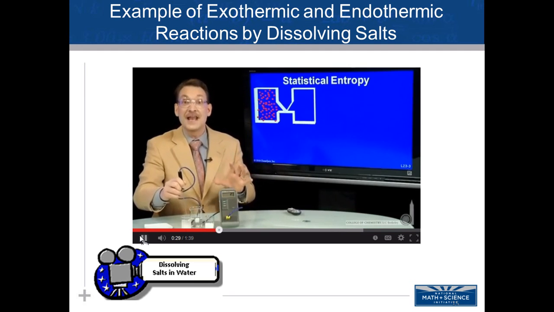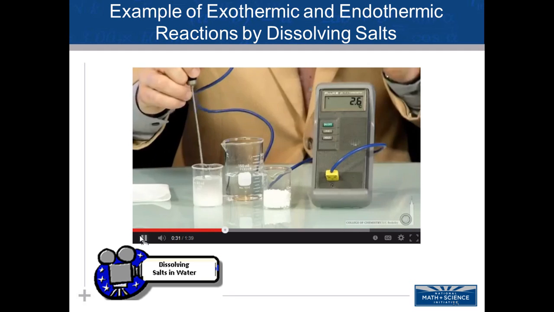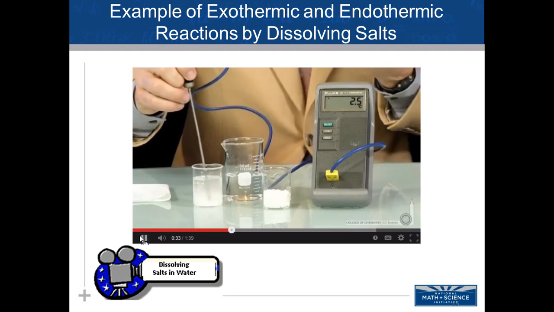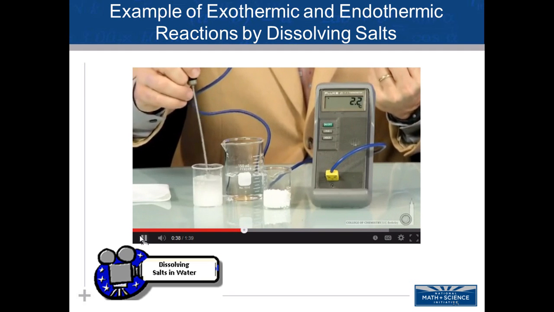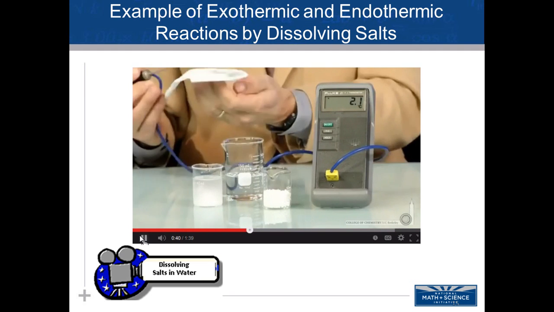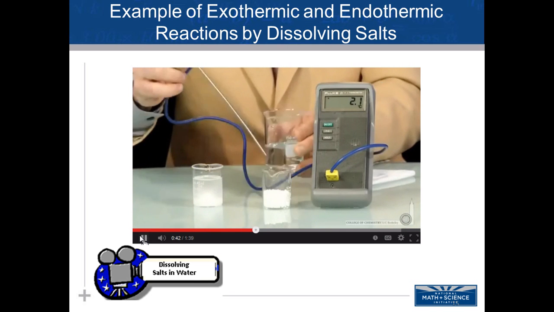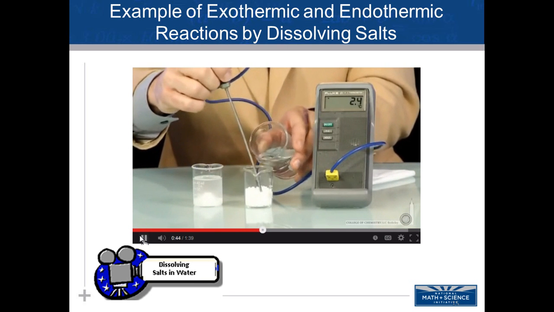The surroundings decrease in temperature. That's because this is an endothermic chemical reaction. As the salt dissolves, it absorbs energy from the surroundings. We're measuring the surroundings, and we see their temperature drop. Now let's look at another salt, calcium chloride. I'll dissolve that in water.